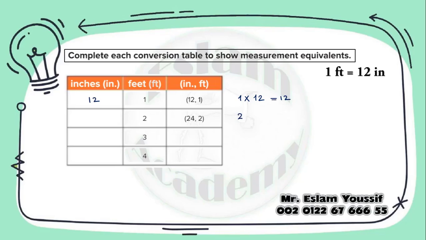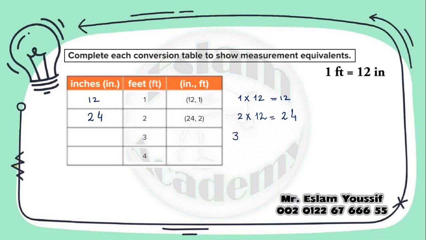Now 2. Just write 2 and multiply, because from the greatest to the smallest we will multiply. As we said, 1 foot is equal to 12, so I will multiply it by 12. 2 times 2 equals 4, and 2 times 1 equals 2. So the answer now would be 24. To write the ordered pair, the first number represents the number of inches, and the second one represents the number of feet. Now we have 3.